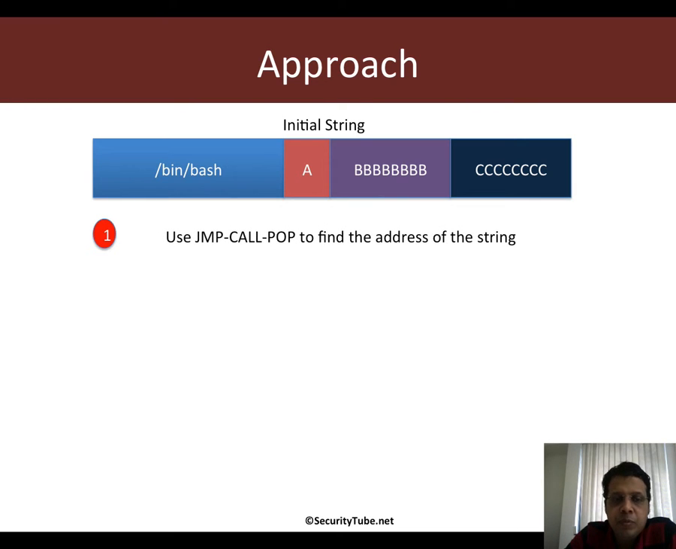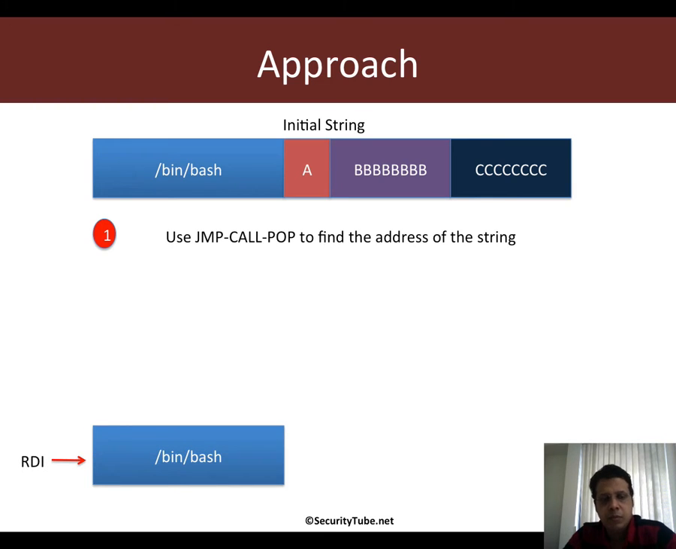Now, first we are going to use the jump call pop technique to find the address of this string in memory. If you've seen previous videos on how we use jump call pop, you already know how to do that. Once we find the address, we pop it into the RDI register, which points to bin bash. The second step is converting the A to a 0x0 so that the string is null terminated.